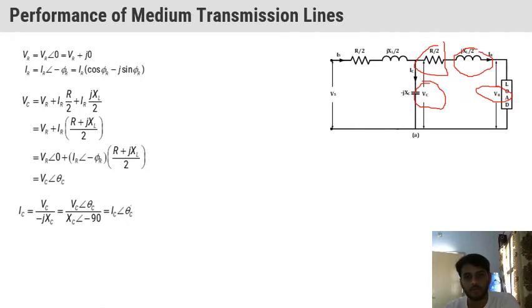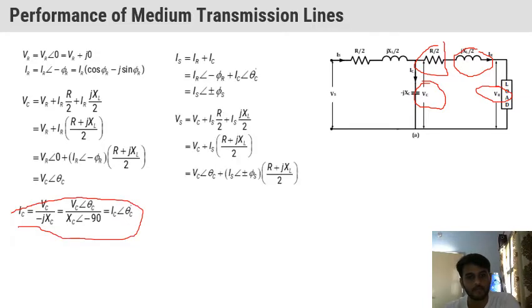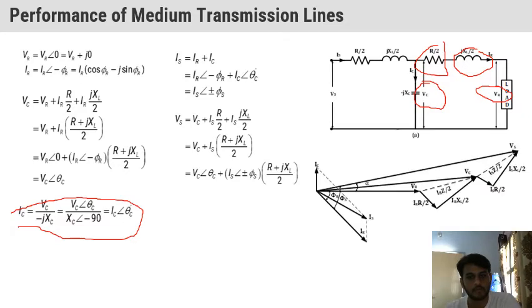Then if we want to calculate IC, similarly we can calculate IC like this. If we add these two values, IR and IC, we get the value of IS. Finally, VS is equal to VC plus IS into R by 2 plus IS into jXL by 2. Combining both values, we get this result.